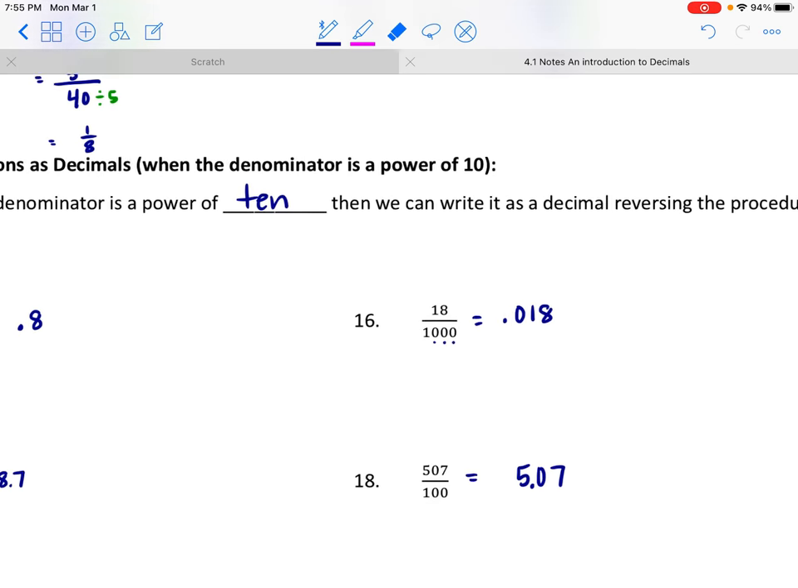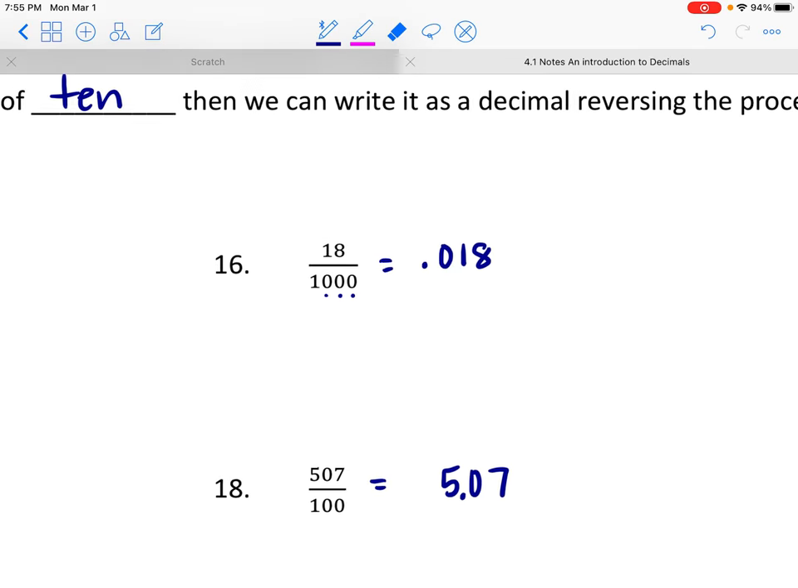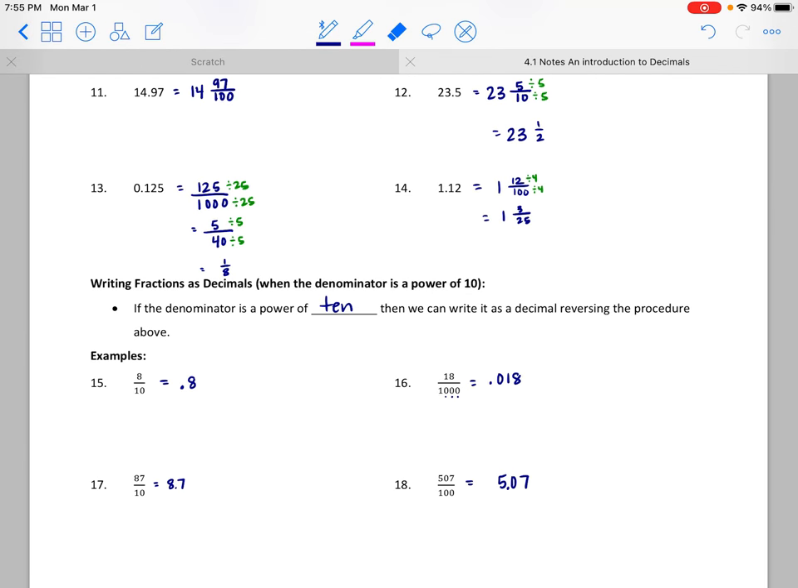Okay? Now you can also use division, but we haven't talked about how exactly to do some of that yet, so that was just supposed to be an intro. We'll see more of that as we progress through the unit.